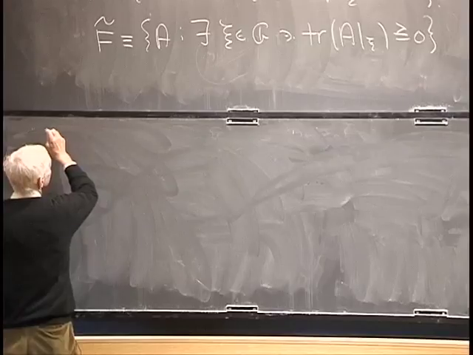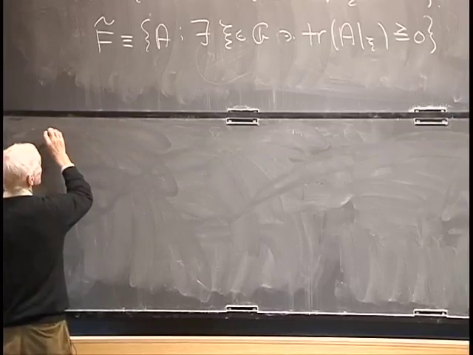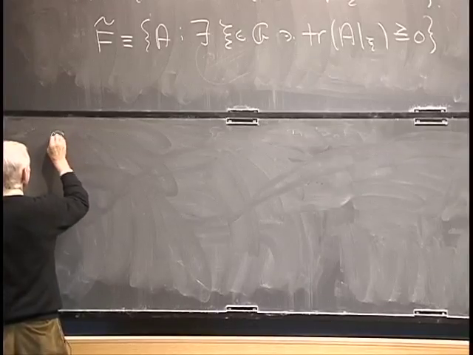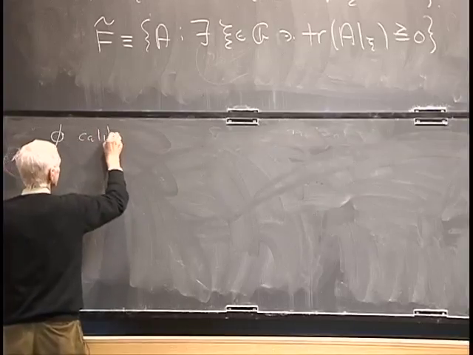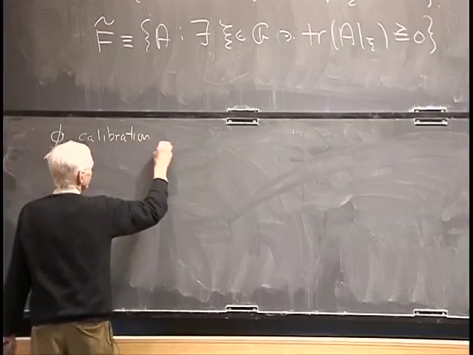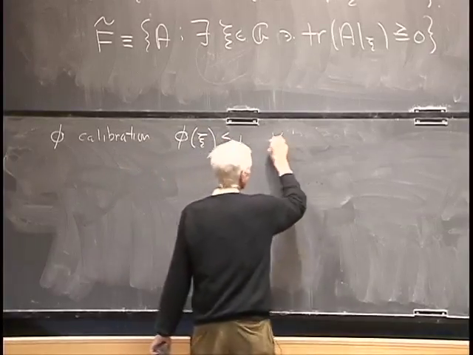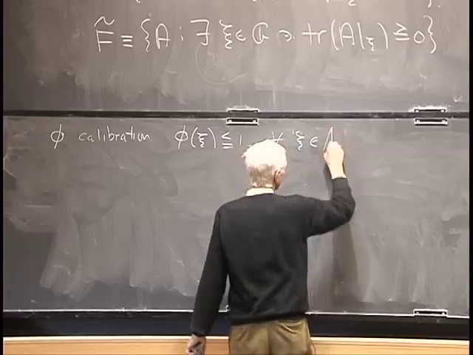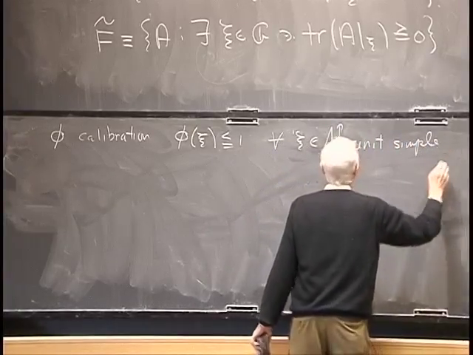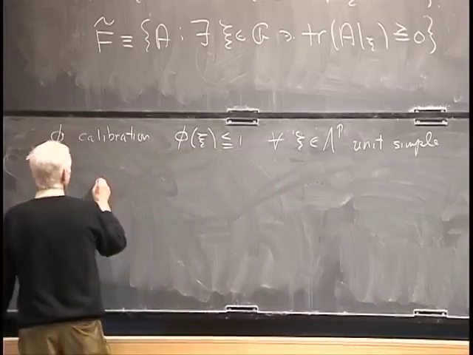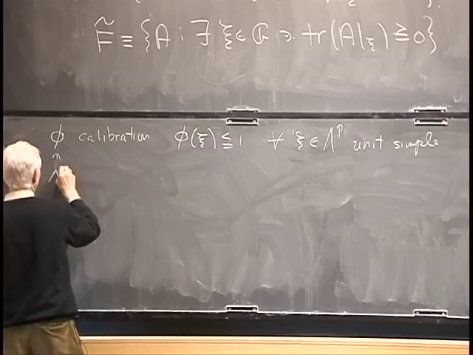But you can also take the whole p-Grassmannian. Well, I'm not going to discuss that. Two cases interest me a lot. One is the case of a calibration. So if this is a calibration, which means that phi on any unit simple vector is less than or equal to 1, then phi is now a p-form.